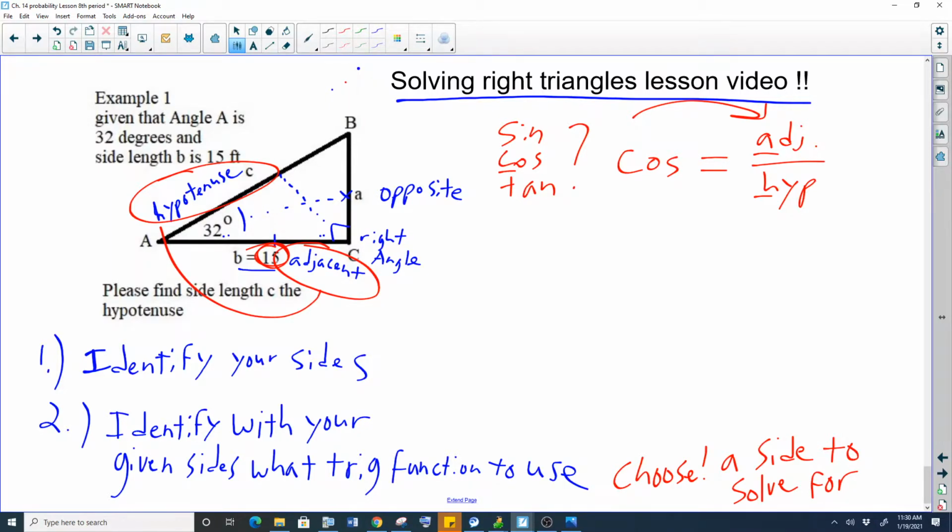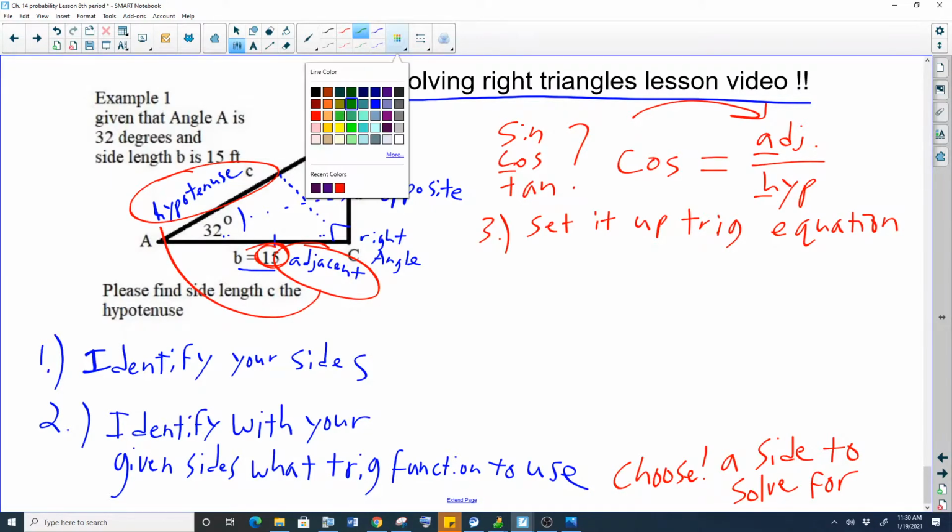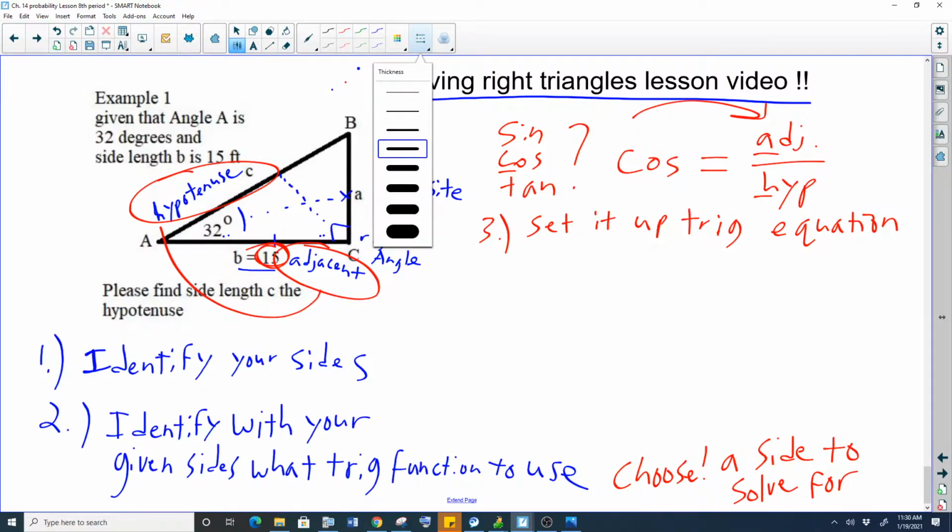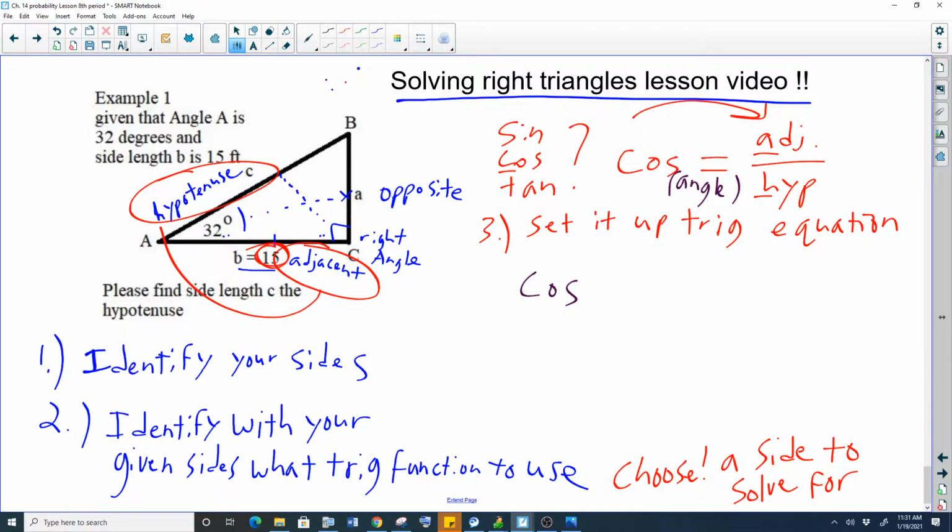So then step number 3 is to set up the trig equation, and then we'll go ahead and solve it. So how do we set it up? We're going to use cosine. Cosine of what? Well, it's always cosine of some angle, right? And the angle they give us to solve with is 32 degrees. So cosine of 32 degrees is equal to adjacent over hypotenuse.